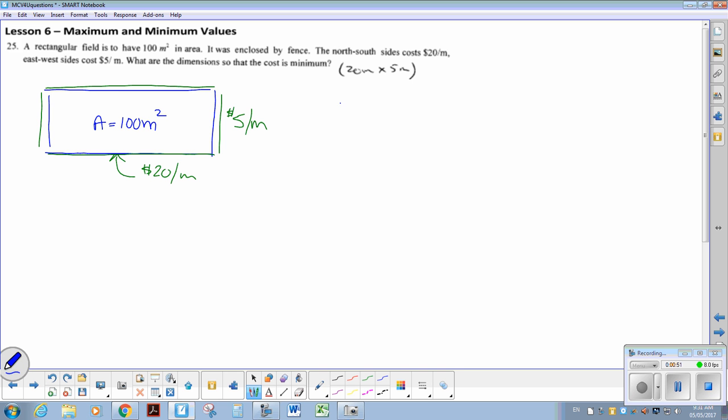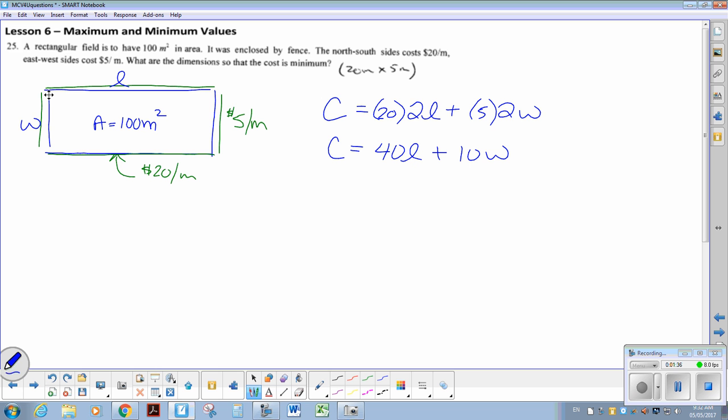So we have to come up with a cost equation for this particular scenario. We know that this side of the field, let's call it length L, and on the other side we'll call it W. So the cost of fencing will be, our perimeter formula is 2L plus 2W. So that will give me the perimeter. But each side has a numeric value stuck with it. So on the length side, I'm going to have to pay $20 for every meter of length, and I'm going to have to pay $5 for every meter of width. So that means my cost equation is 40L plus 10W.